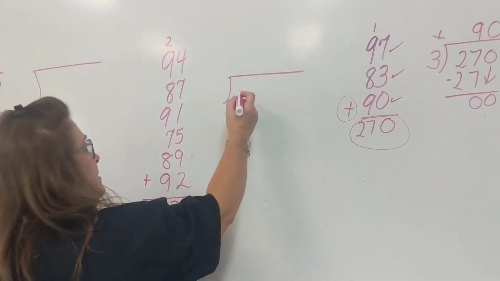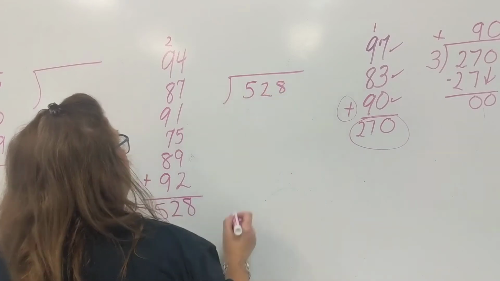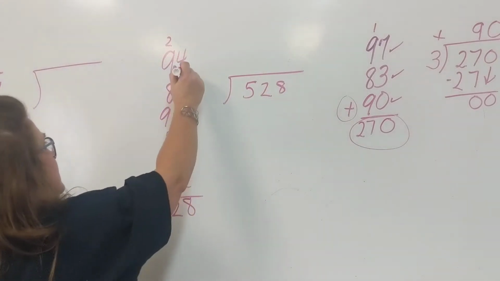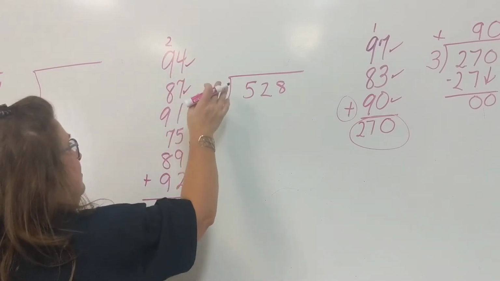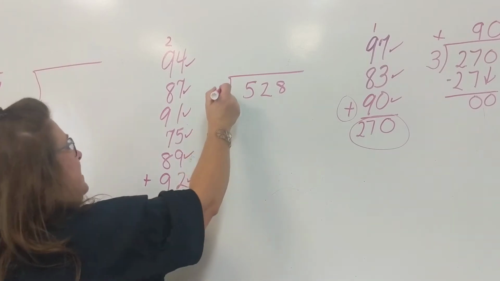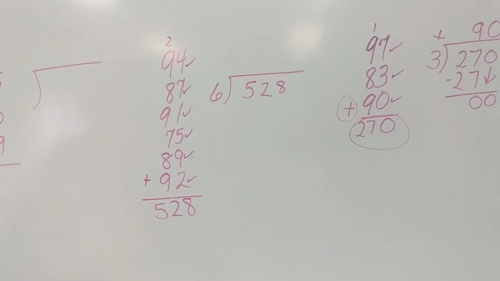So we're going to take our sum and put it up here and make it our dividend. We're going to count the numbers that we added together for our divisor. 1, 2, 3, 4, 5, 6. So we added 6 numbers together, so that will be our divisor. So we're going to say, how many times?